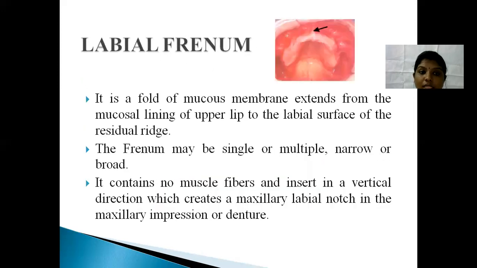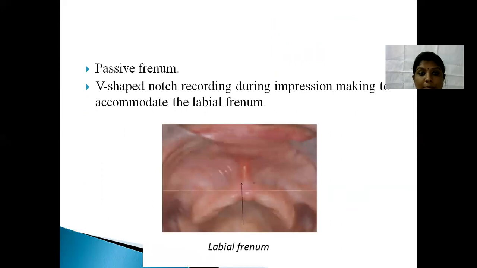The first one is the labial frenum. It is nothing but a fold of mucous membrane, and it may be single or multiple, narrow or broad. It has no muscle fibers and is inserted in a vertical direction. It is a passive frenum. The arrow mark denotes the labial frenum. It creates a V-shaped notch when recording the impression.